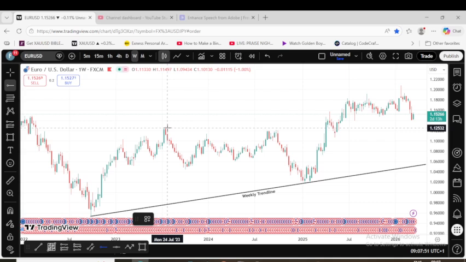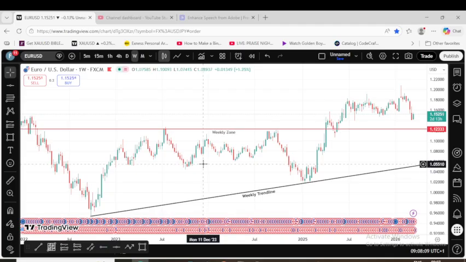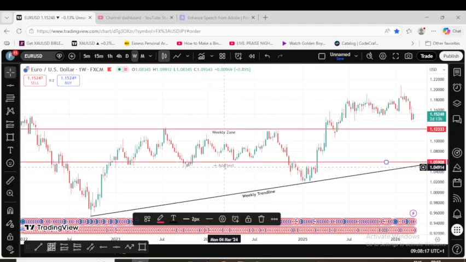I have a zone here, support levels. So what are zones? Zones are essentially support and resistance levels on higher time frames. That's just the most basic definition of zones. So wherever you notice a support or resistance level on the daily, weekly, or monthly time frame, they are collectively known as zones.